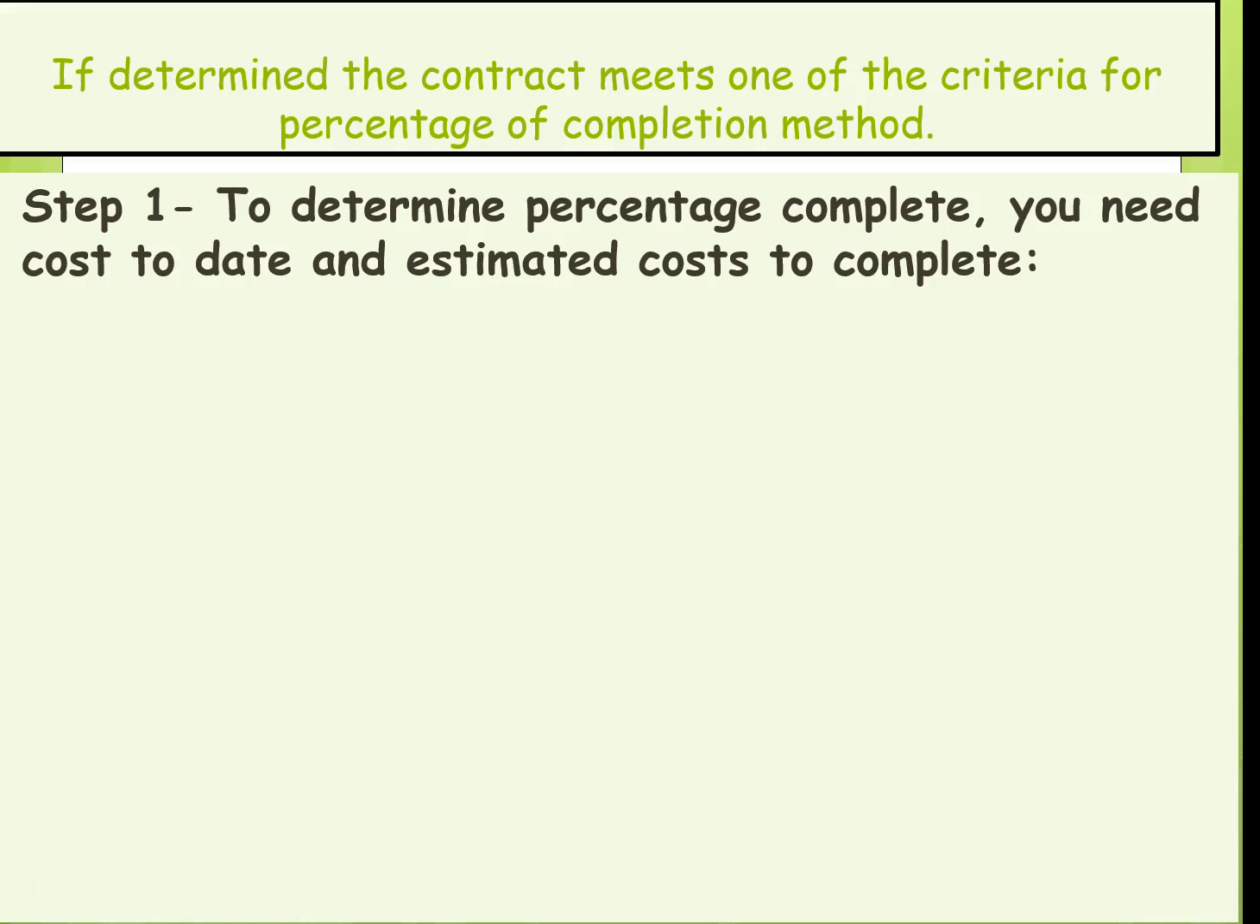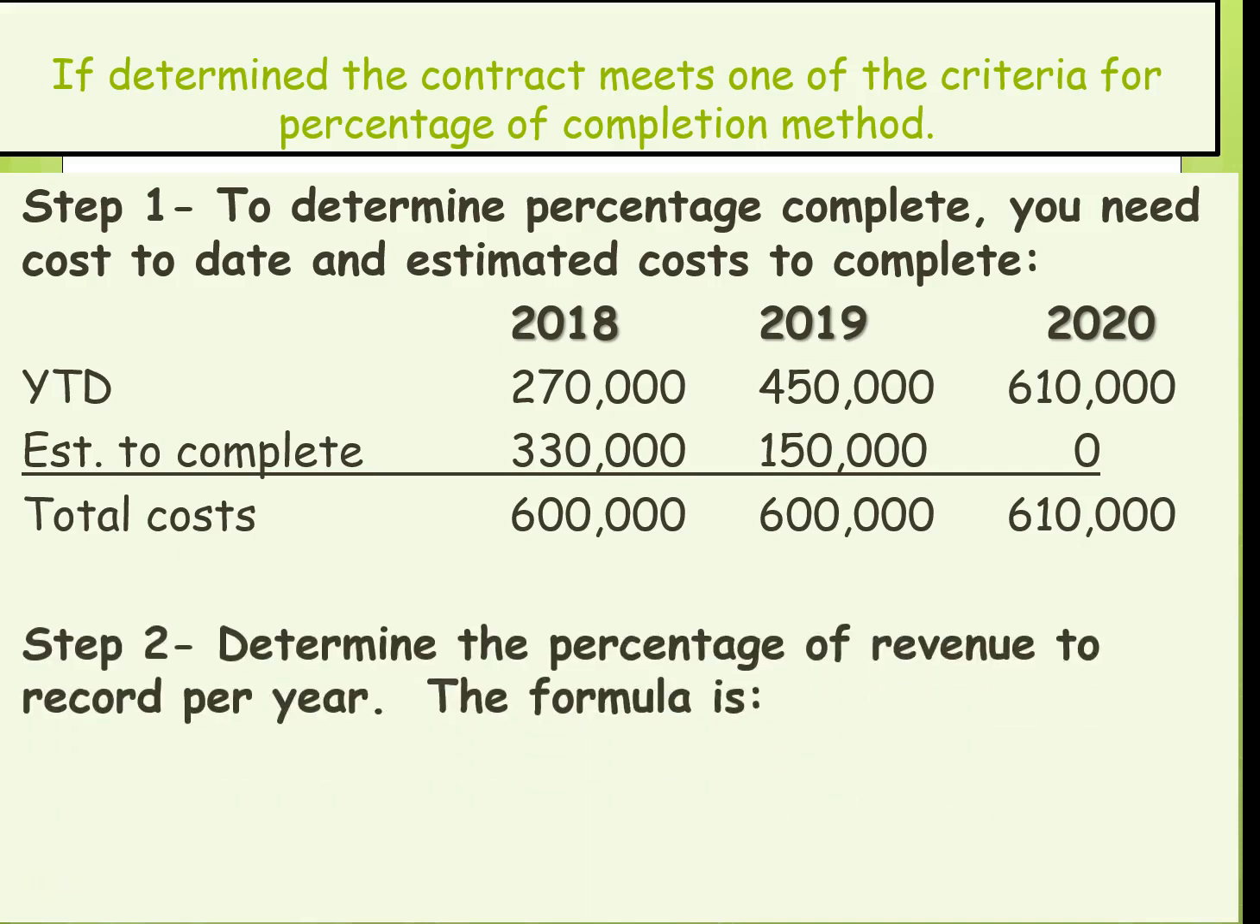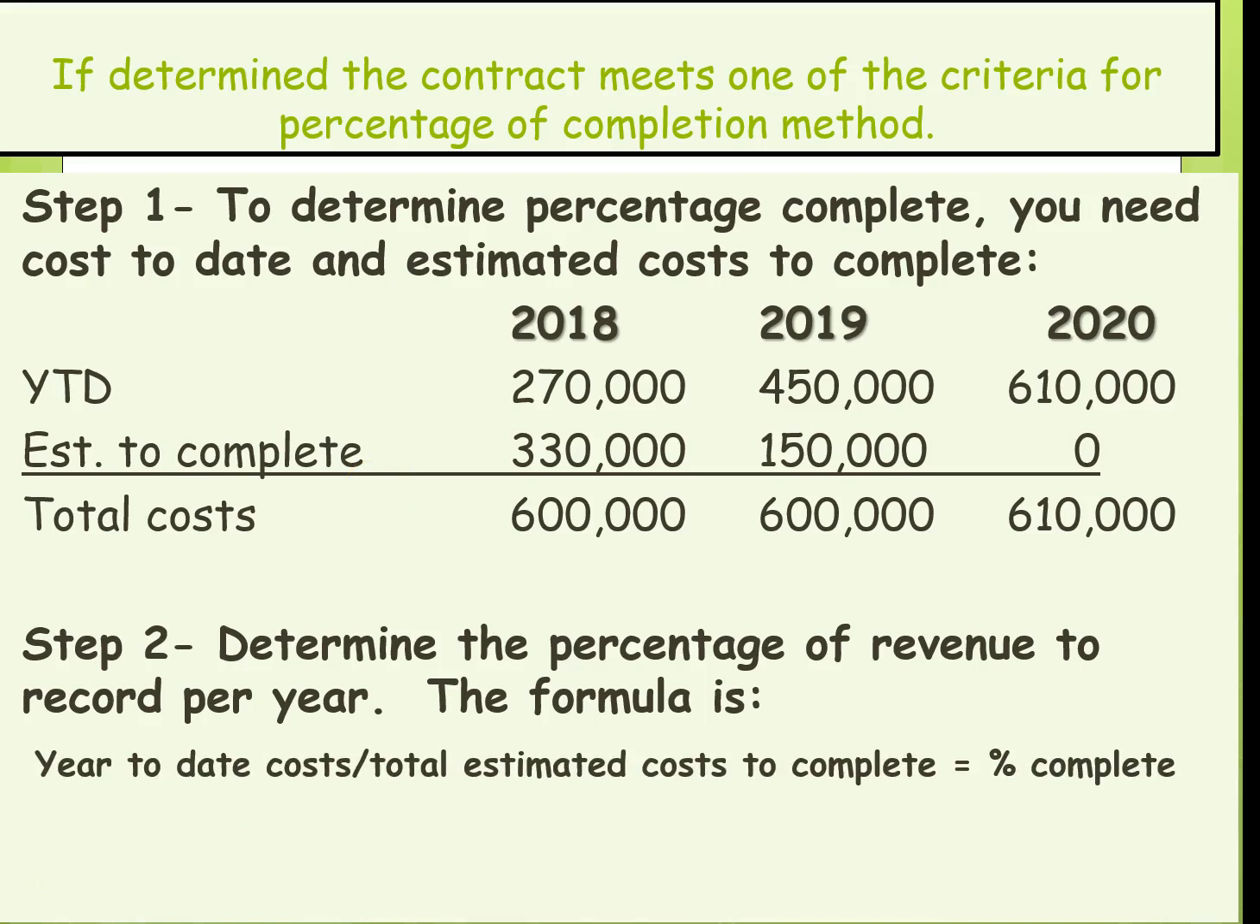Now, step 1, we're going to determine the percentage complete. You're going to do this for each year. So we're going to look at our estimated total cost, which is our actual cost plus estimate to complete for the end of each year. Step 2, we're going to determine the formula, which is always going to be year-to-date cost divided by total estimated cost to complete, gives you your percentage complete. And you're going to use that to determine how much of your revenue you're going to record.